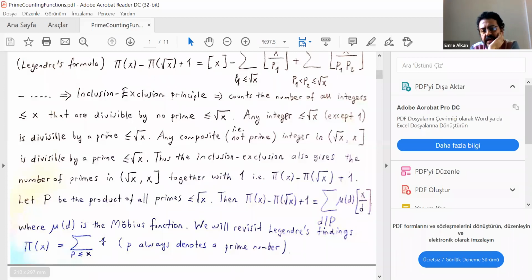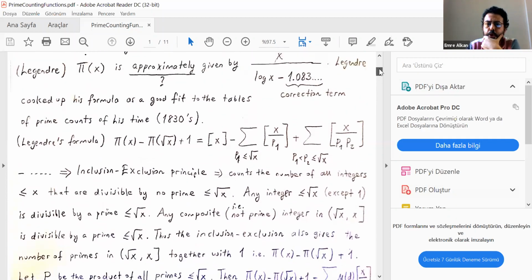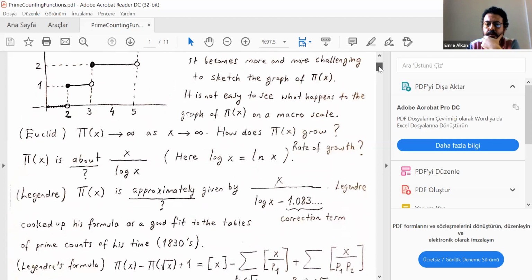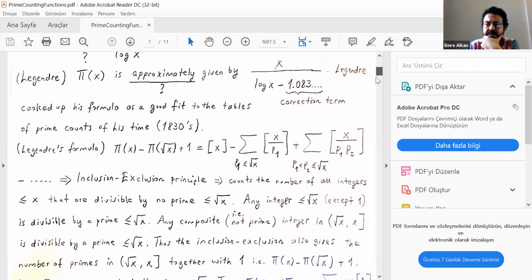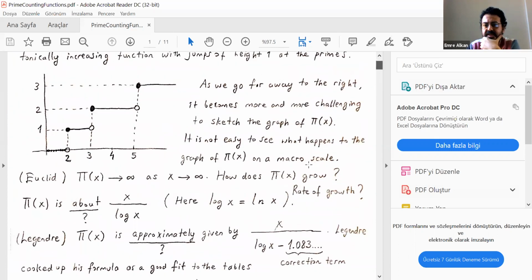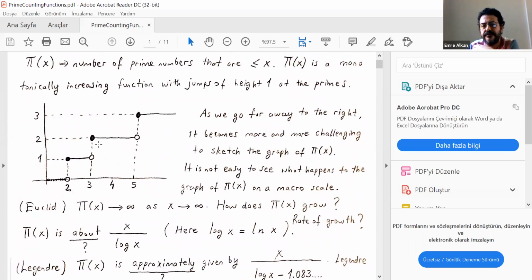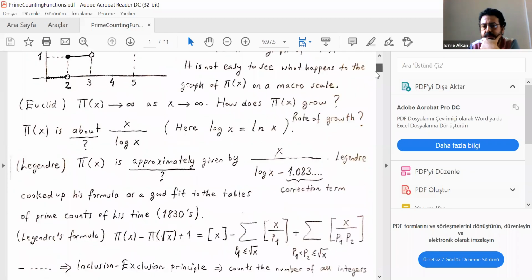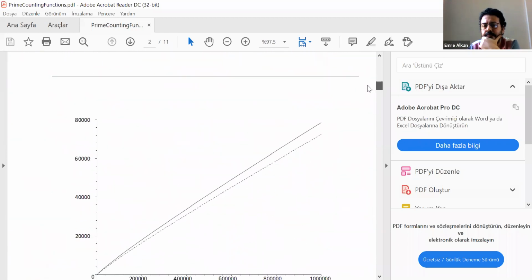Pi of x is just a count. So we are adding ones when p is less than or equal to x. P always denotes a prime number. Now at this point, maybe I just show you an illustration. It's always good to look at numerical tables. In fact, we already have some suspicion about the micro scale of this graph. It looks like this, but how about the macro scale? Let's see what happens on the macro scale.